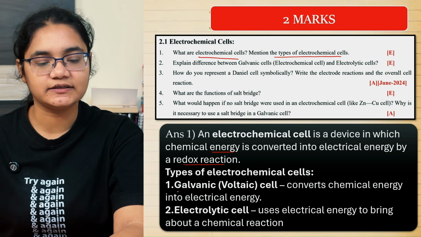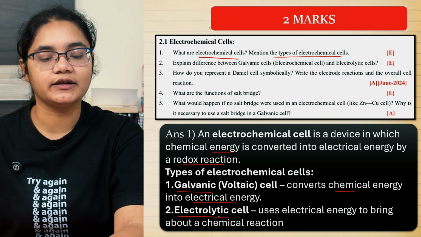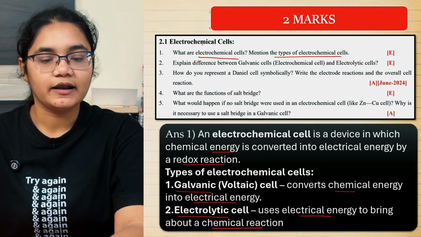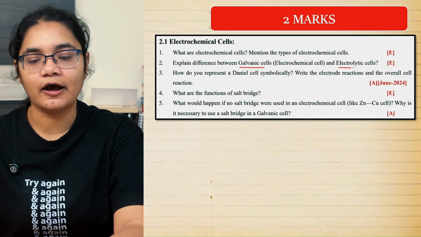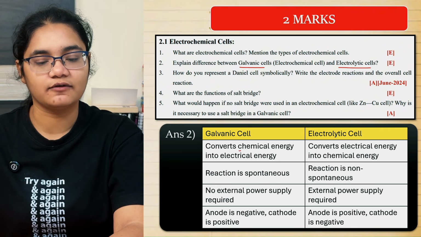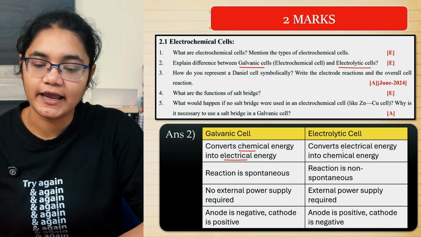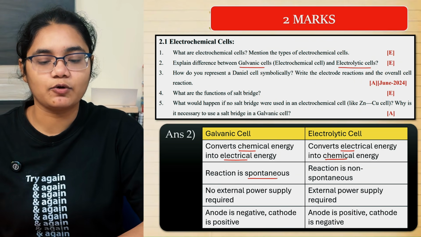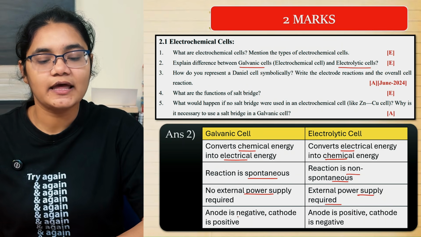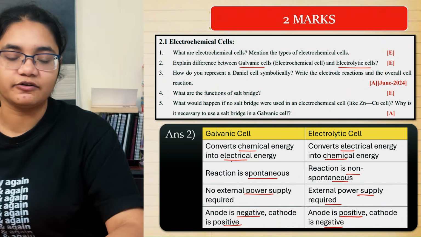Next, types of electrochemical cell, you have galvanic cell and electrolytic cell. In galvanic cell, the chemical energy is converted to electrical energy, and in electrolytic cell, the electrical energy is converted to the chemical energy. Next is, how do you differentiate between galvanic and electrolytic cell? So there can be 3 to 4 points of difference. Galvanic cell, first of all, converts chemical to electrical, whereas electrolytic cell converts electrical to chemical. Next, this is spontaneous reaction. This is non-spontaneous reaction. External power is not required. Here, external power is required. Anode is negative, cathode is positive. Here, anode is positive and cathode is negative. Any 2 to 3 points of difference you can write down.